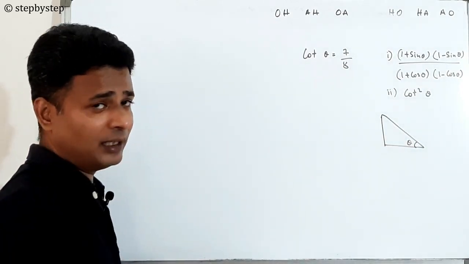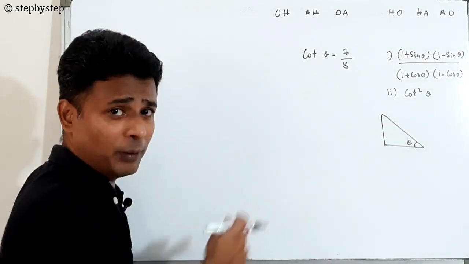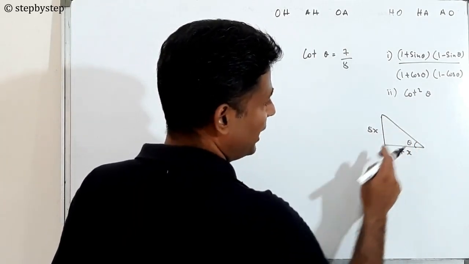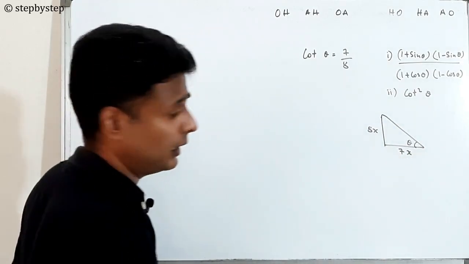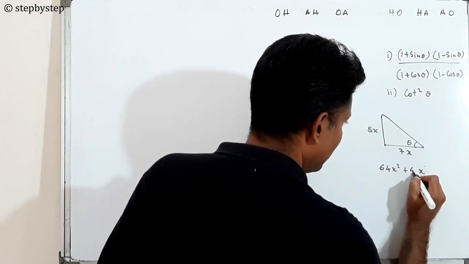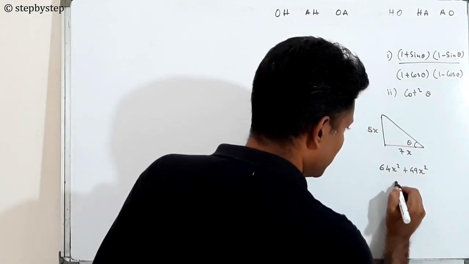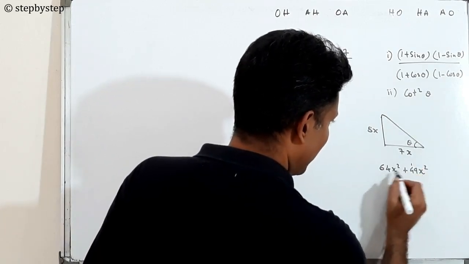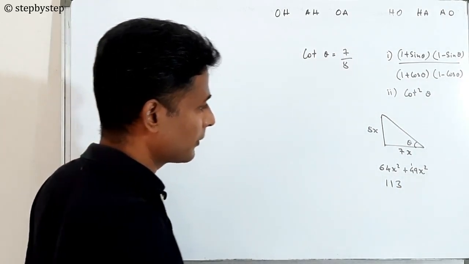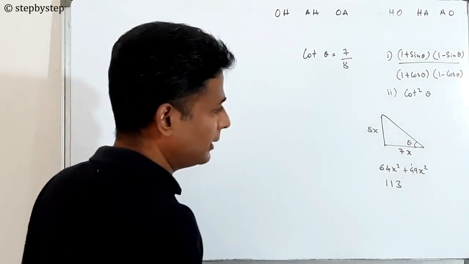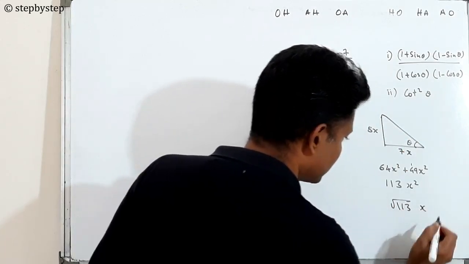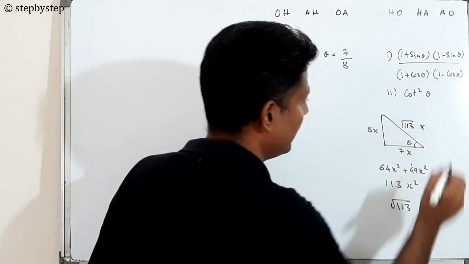Now cot is the reciprocal of tan, that is adjacent by opposite. So adjacent is 7x, opposite is 8x. So what will this be? 8x square plus 7x square. 8x square is 64x square plus 7x square, that is 49x square, right? So 64 plus 49 is 113, right? So 113x square, which means this side will be root of 113x. So we got this as root 113x.